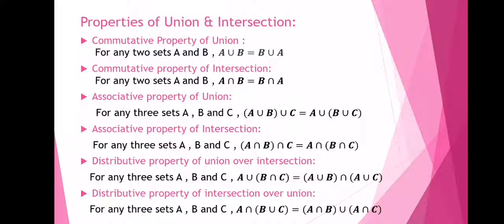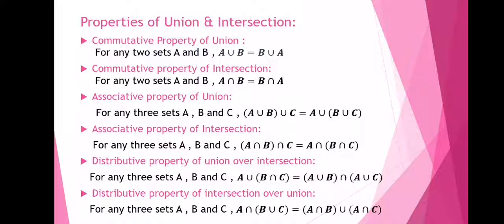Similarly, the commutative property of intersection is, for any two sets A and B, A intersection B is equal to B intersection A. Means to say, if we change the sequence of A and B, with A first and B second on the left hand side, and B first and A second on the right hand side, it doesn't make any difference to the intersection. The intersection of the left hand side and right hand side will remain the same.